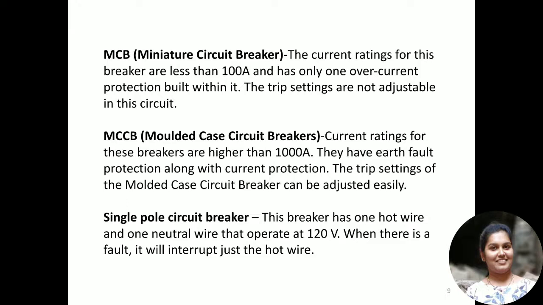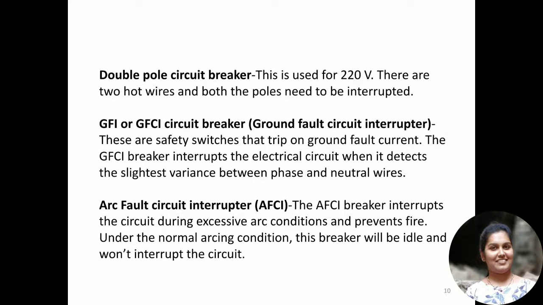Next one is double pole circuit breaker. This kind of circuit breaker is generally used at 220 volts. Here there will be two hot wires and both the poles need to be interrupted. So when a faulty condition occurs, both the poles have to be interrupted in case of double pole circuit breakers.